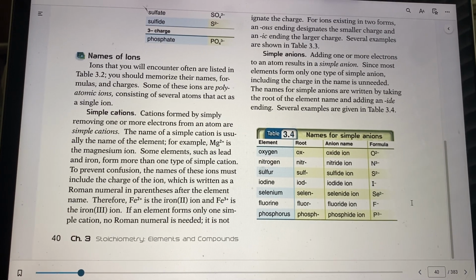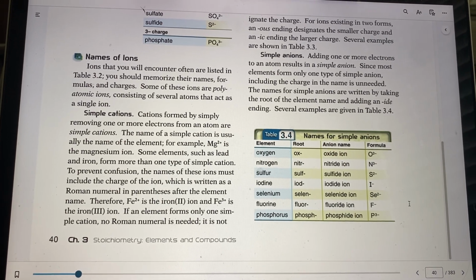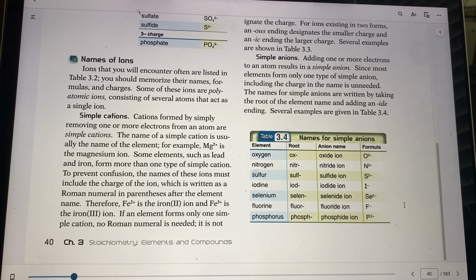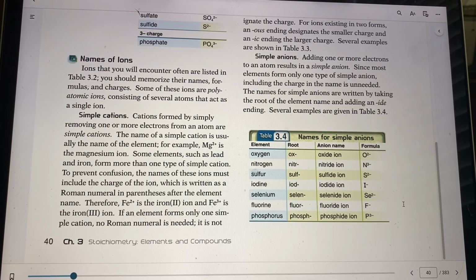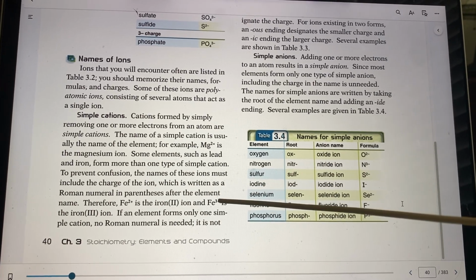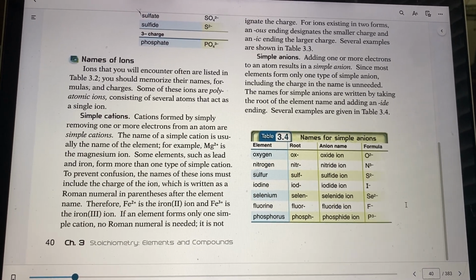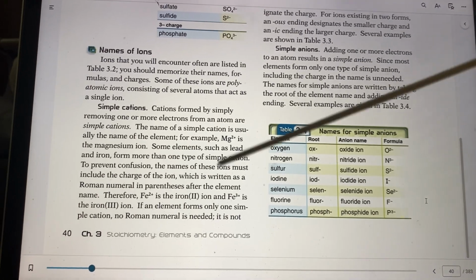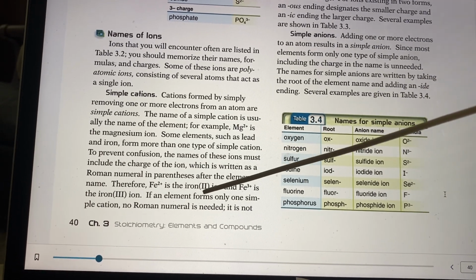So they're not so simple. They have 2 different kinds. Some might have a one plus charge, and some might have a 2. To prevent confusion, these ions must include the charge of the ion, which is written as a Roman numeral. And I kind of went over that. Like iron here is 2.